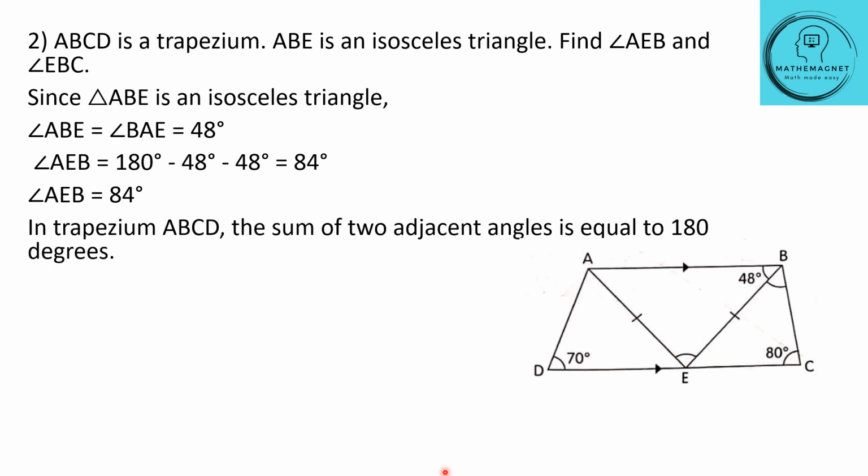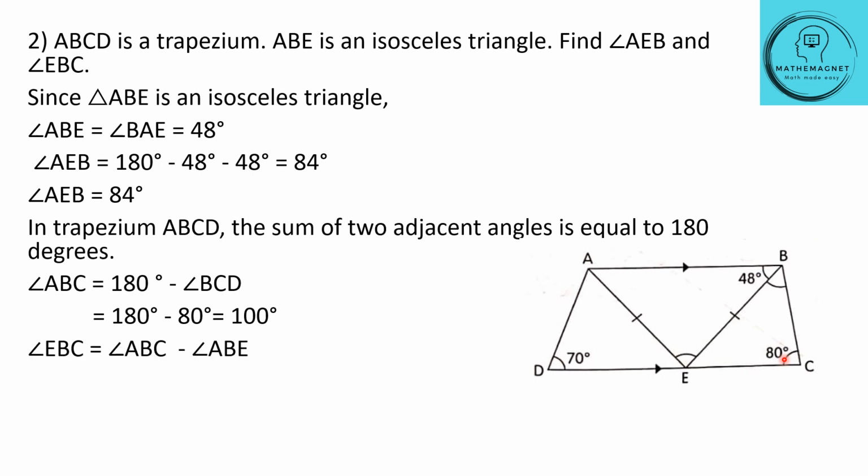Now in trapezium ABCD, the sum of two adjacent angles is equal to 180 degrees. So this angle plus this angle will be equal to 180 degrees. So ABC will be equal to 180 minus angle BCD, which is equal to 180 minus 80, which is 100. Now we already know ABE is 48 degrees. So angle EBC will be 100 minus 48, which is equal to 52. So the second unknown angle is 52 degrees.